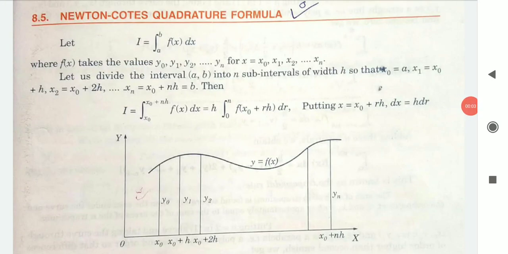Hello students, continuing from the previous lecture, let us derive Newton-Cotes quadrature formula here in this lecture. For that, in the very first step, I will take one I, capital I, which will be equals to some definite integration.